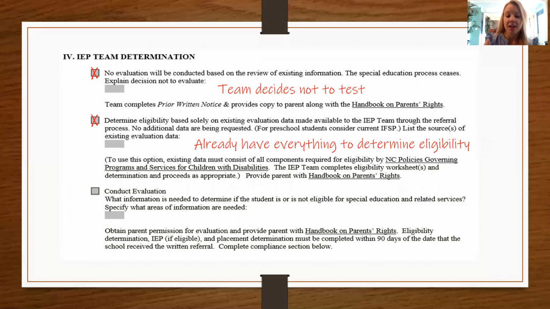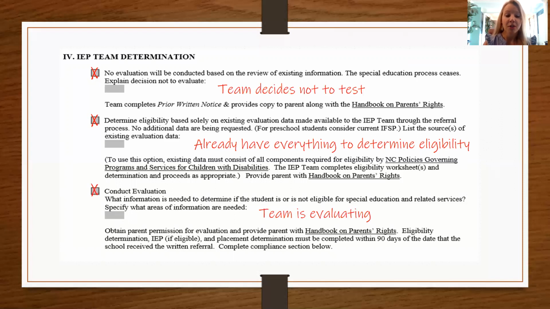The team may decide that they already have everything to determine eligibility. Doesn't usually happen, but occasionally you may have had your child privately evaluated, and everything that would be needed to determine eligibility is already there. We have the psychological, educational, vision, hearing, depending on whatever area of evaluation of eligibility you're looking at. It's a long, lengthy list of things that you would need to have, and occasionally we already have all of those, but typically we do not.